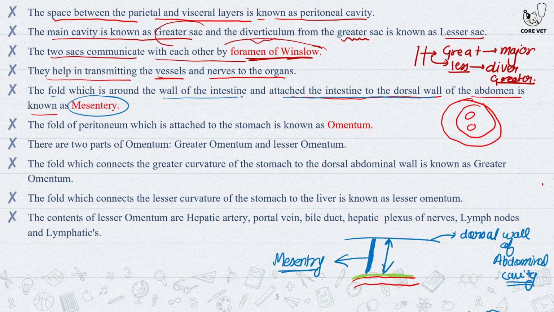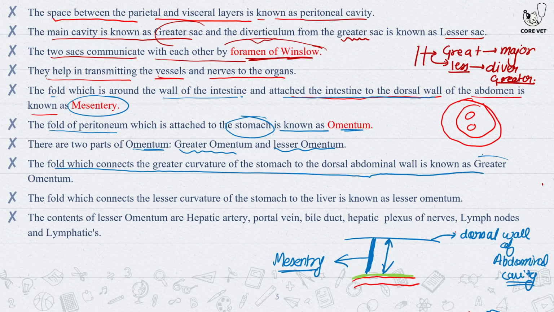mesentery, right? Similarly, there is also a fold of the peritoneum which is attached to the stomach, and that is known as the omentum. So there are two parts of the omentum, the greater omentum and the lesser omentum, right? The fold that connects the greater curvature of the stomach to the dorsal wall of the abdomen is known as the greater omentum, while the fold that connects the lesser curvature of the stomach to the liver is known as the lesser omentum.